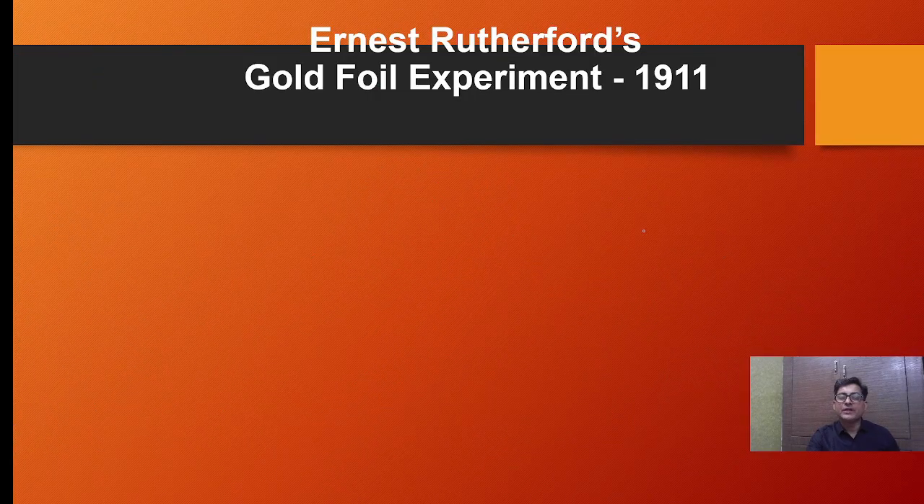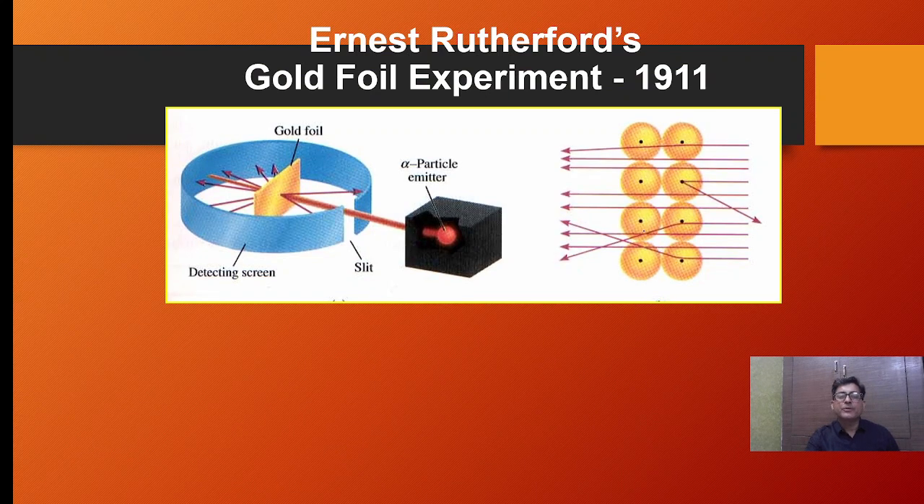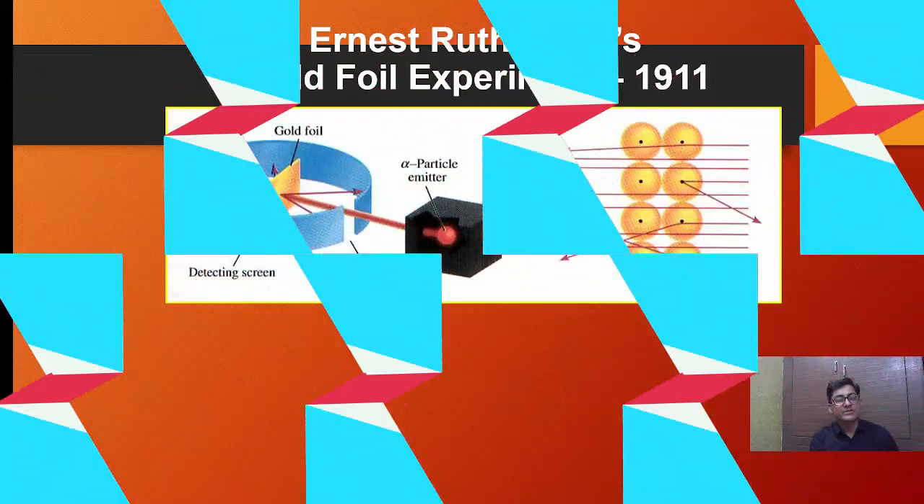So after the failure of J.J. Thomson's model, the second findings were from Rutherford. He performed an experiment with gold foil. He struck alpha particles, which are nothing but positively charged helium nuclei. These are represented by alpha, called alpha particles, positively charged.